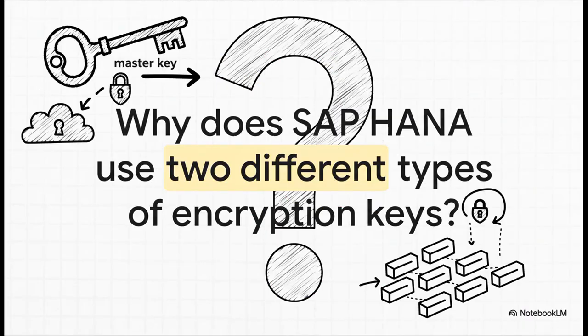Okay, so right off the bat, let's tackle the one big question that seems to trip everybody up. Why on earth does SAP HANA use two different kinds of encryption keys? I mean, wouldn't one be simpler? Well, there's a really good reason for this so-called complexity. It all comes down to a delicate balancing act between top-notch security and blazing fast performance.